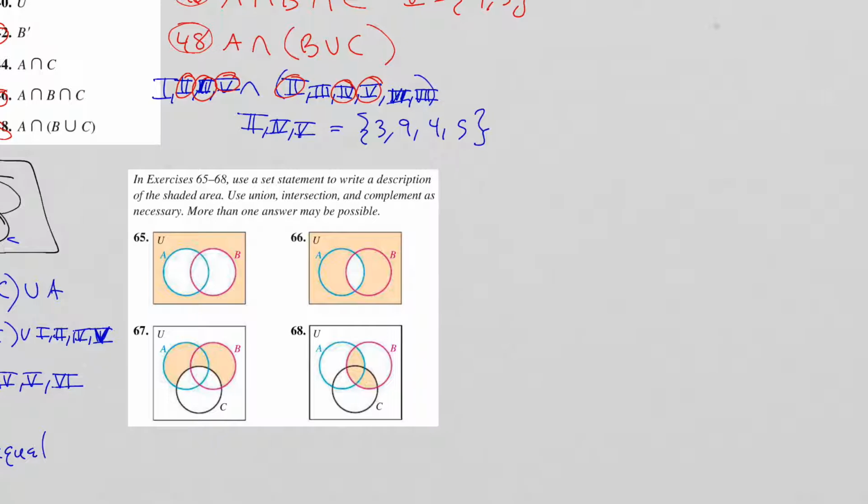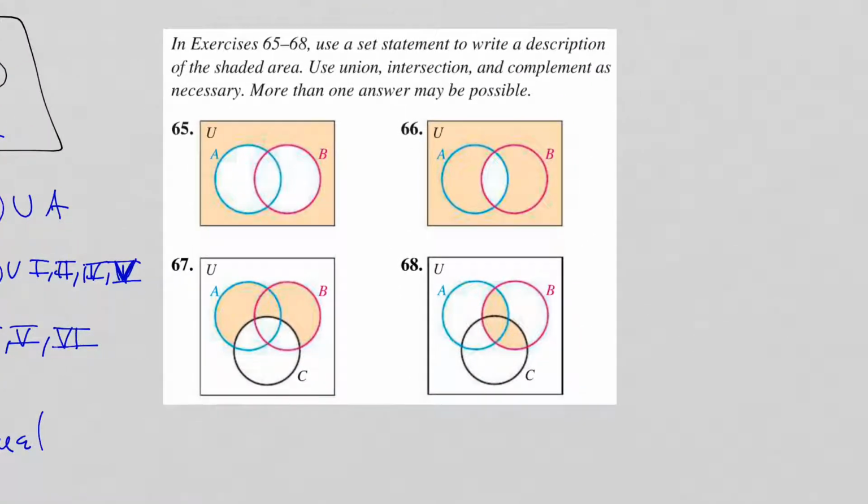Now let's take a look at 65 through 68. All right, so we want to use a set statement using union, intersection, complement as necessary. More than one answer may be possible. Okay, so 65 has shaded outside the two circles. Okay, so we want to say that everything outside the two circles, that's basically region 8.